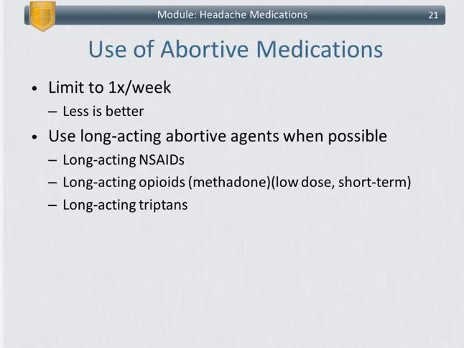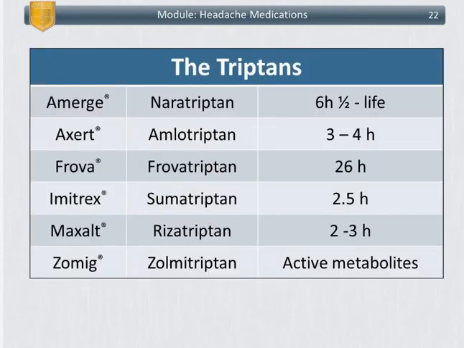Abortive medicine should be limited to a maximum of 1 time per week. Less is better. Use long-acting abortive agents when you have to, so long-acting NSAIDs. If you have to use opioids, you might consider a long-acting opioid such as methadone in low dose and short term. And you might consider switching to a long-acting triptan if they have to use triptans with any frequency. So you'll see here that Frova or frovatriptan has a much longer half-life than the others. I am unaware of any data that says that it has less rebound associated with it than the other triptans, but at least theoretically, we would think it should.